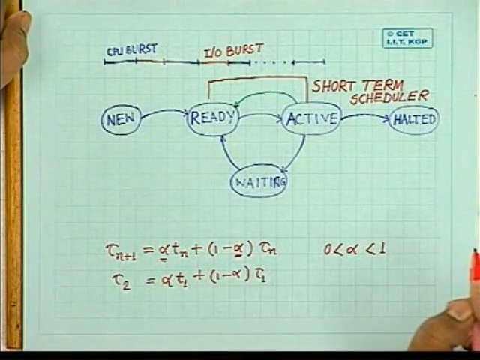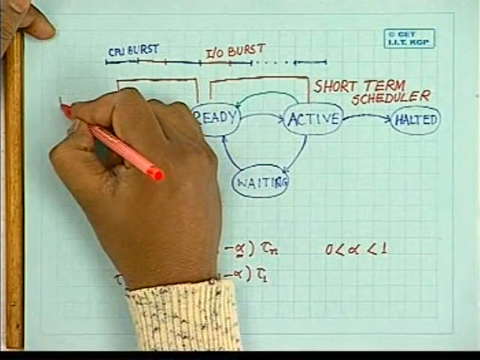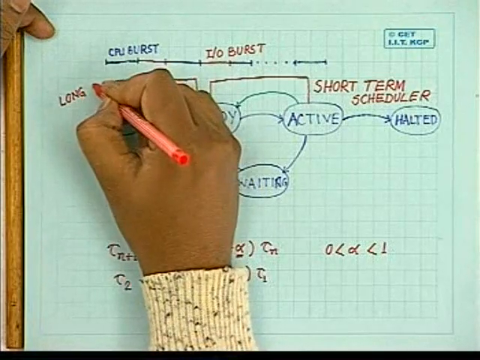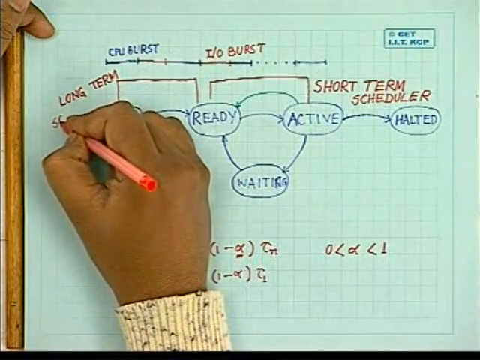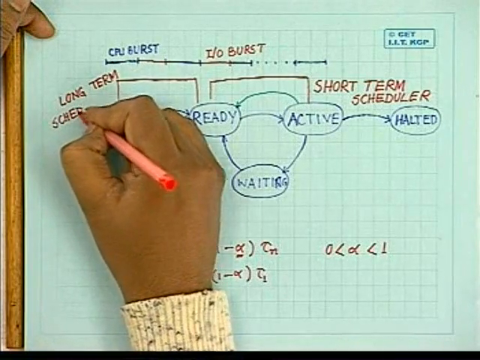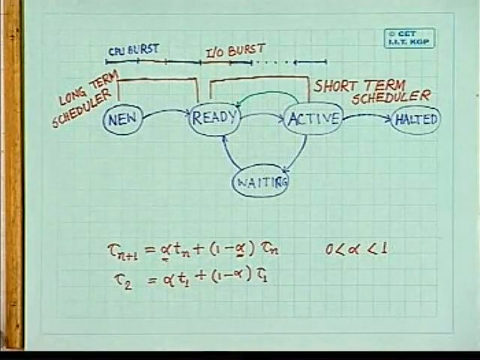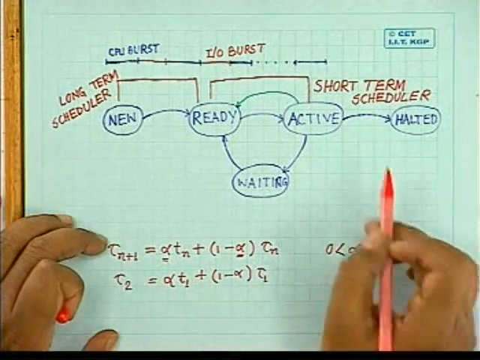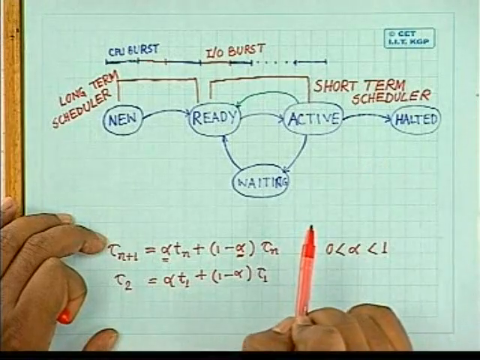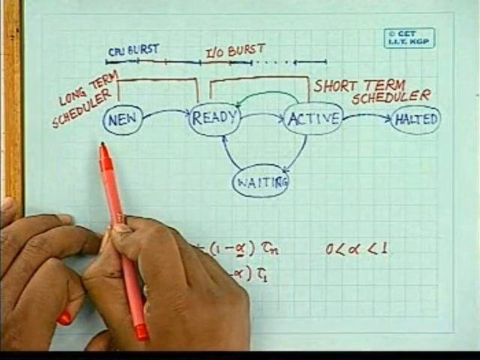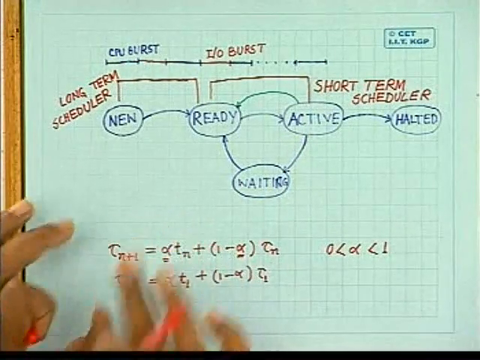The other scheduler which puts the job from the new queue to the ready queue is called a long term scheduler. So in a system, I can have two kinds of schedulers. One is a short term scheduler which decides which job has to be given to the CPU for execution, and I have a long term scheduler which decides which jobs should reside in the main memory. That means what are the jobs which should be there in the ready queue.